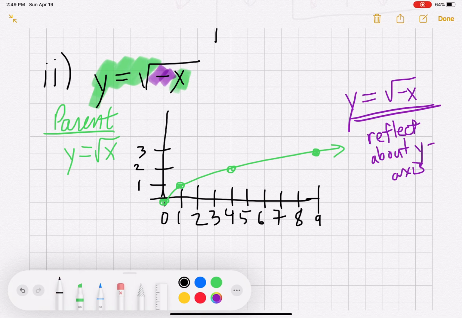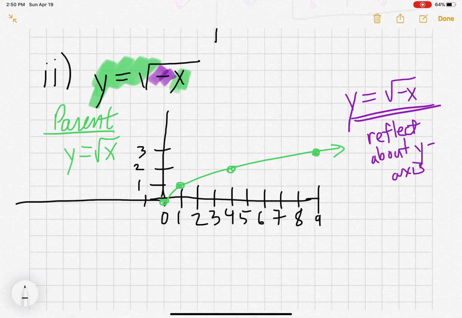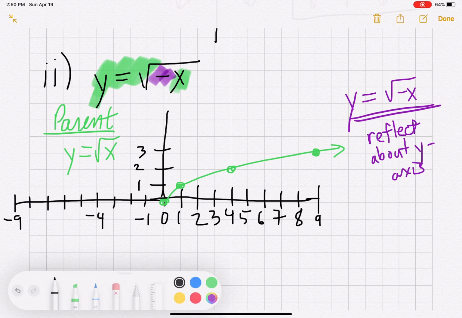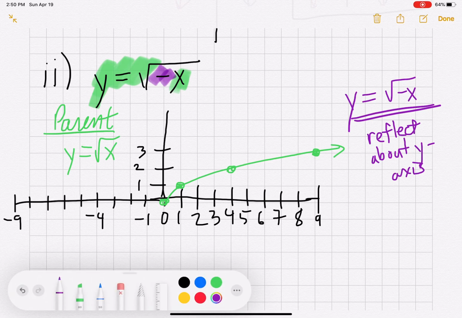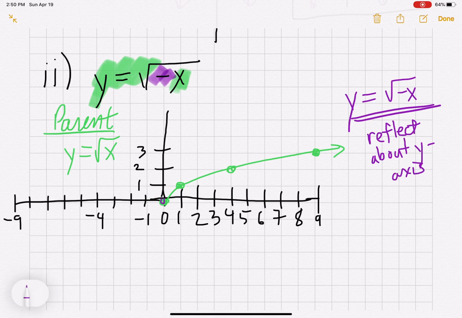So I really didn't give myself enough space here. Negative 1, 2, 3, negative 4, negative 5, negative 6, negative 7, negative 8. Should be a negative 9 over here I need to go to. So basically I have to flip all my green points here to the opposite side. So (0, 0) is going to stay. (1, 1) is going to flip over here to (-1, 1). (4, 2) is going to flip over here to (-4, 2). And (9, 3) is going to flip over here to (-9, 3). And our graph's going to sweep back this way in the opposite direction. So it reflected about the y-axis.